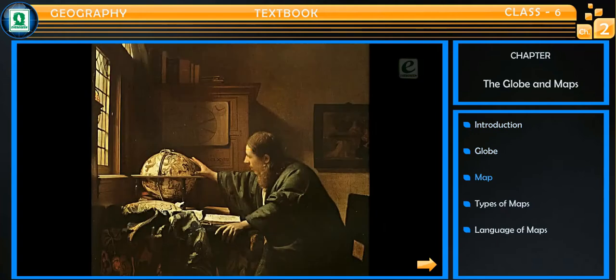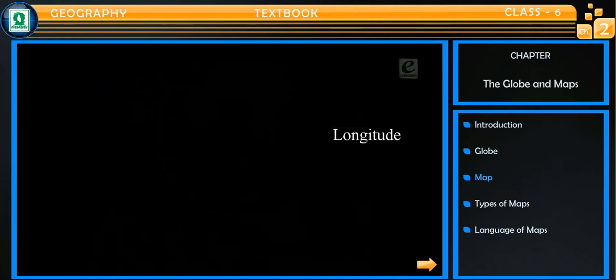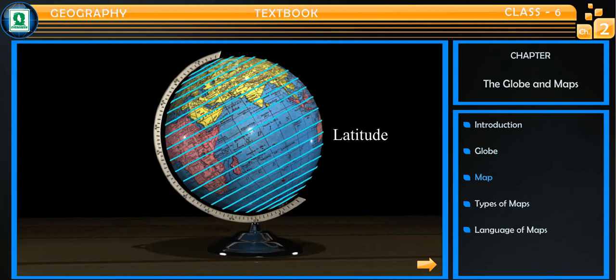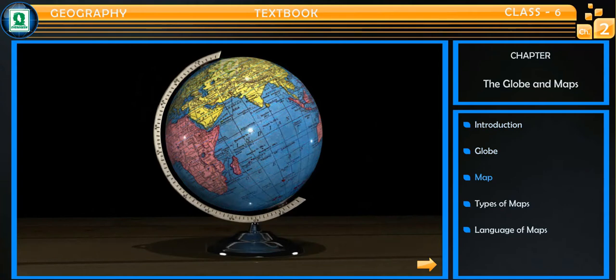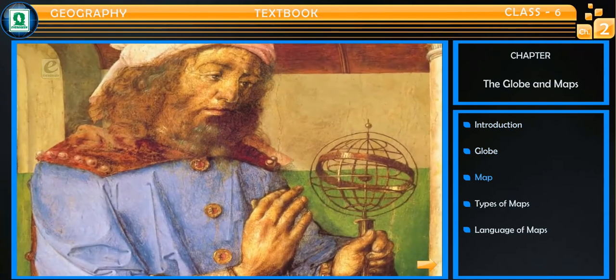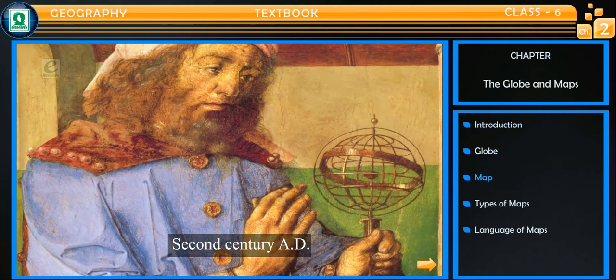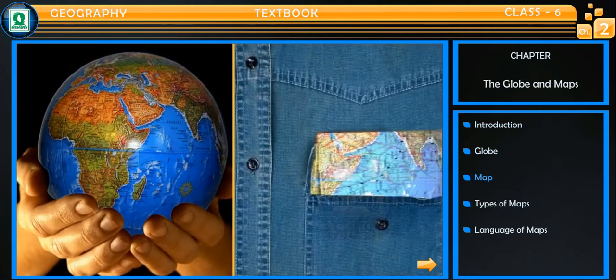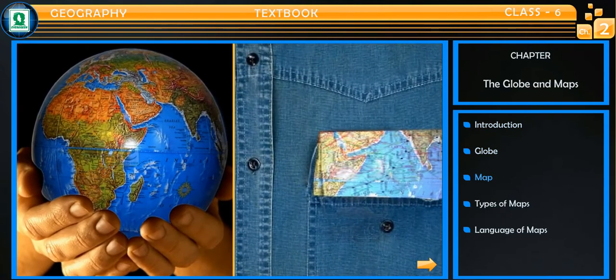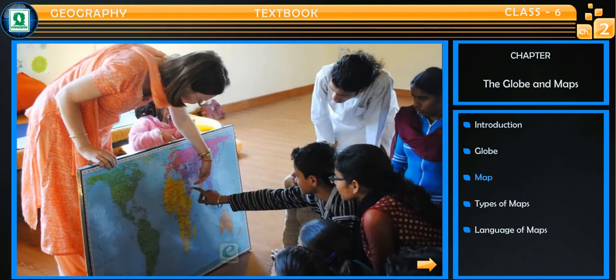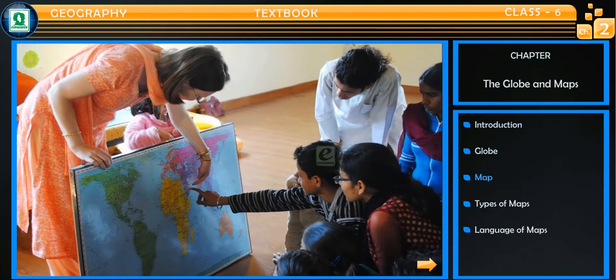Many scientists have worked on maps, but the idea of longitudes and latitudes was first introduced by Ptolemy, a Greek scientist in the 2nd century AD. In comparison to a globe, maps are easier to carry and understand. But there are also some limitations to their use.